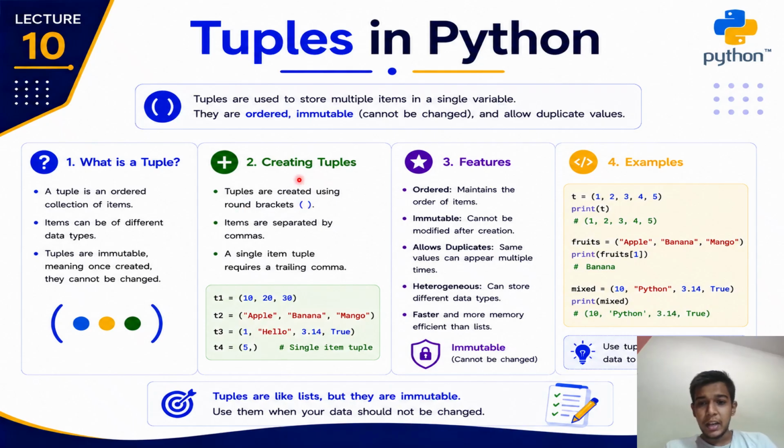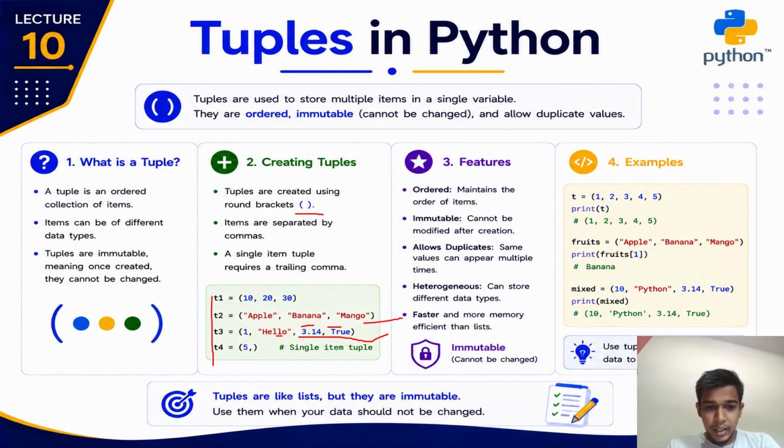Instead of using square brackets, tuples are created using round brackets, also called parentheses. For example, here you can see the example given. t1 is equal to (10, 20, 30). You can see 10, 20, and 30 are in parentheses, so they are called tuples. You can also see here a tuple of strings, and a tuple of various data types containing integer, string, float value, boolean value.